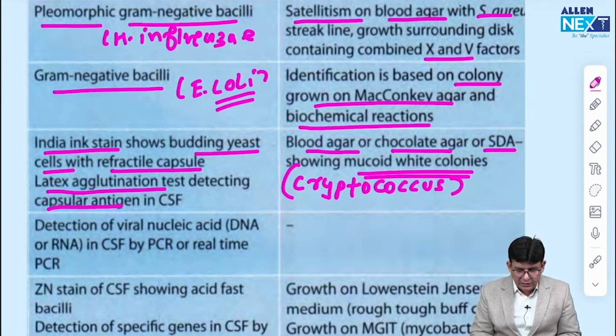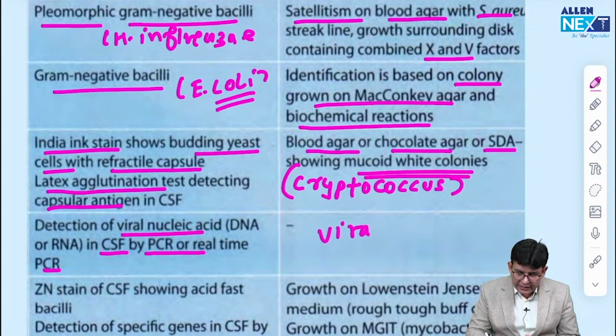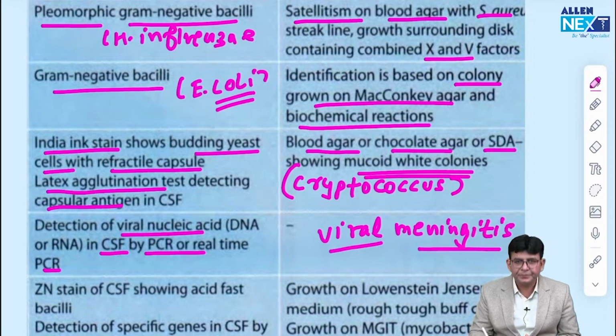Now, about this: the detection of viral nucleic acid, DNA or RNA, in CSF by PCR or real-time PCR. This is the story of all the viral meningitis, and for all of them we go for PCR, that is the real-time PCR.